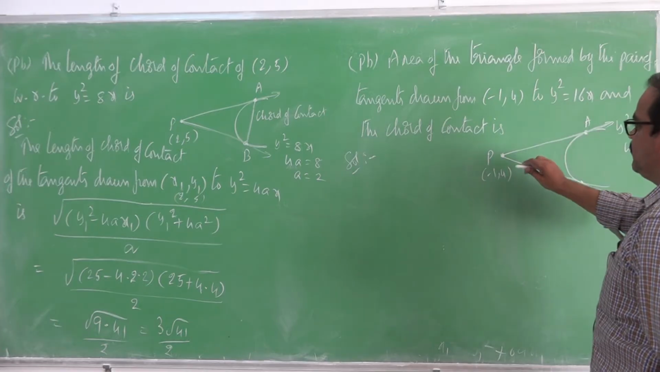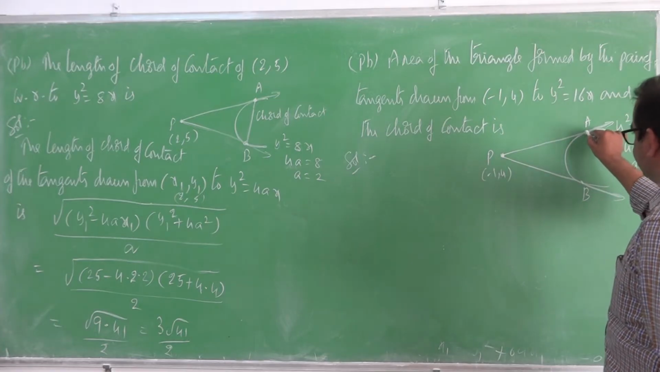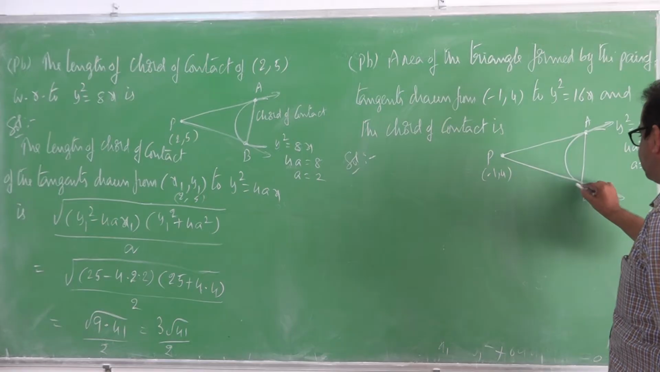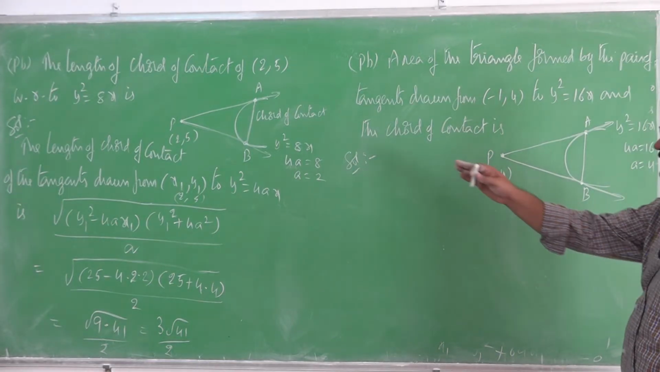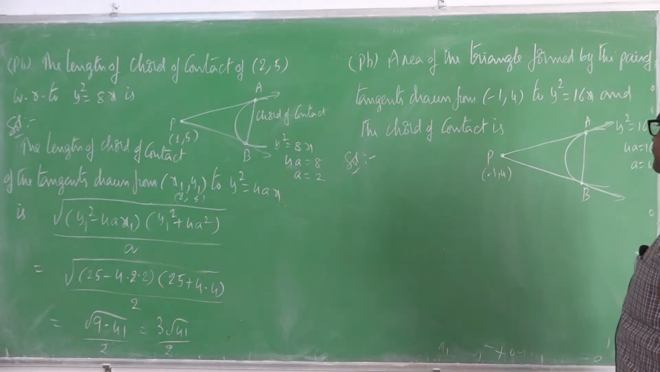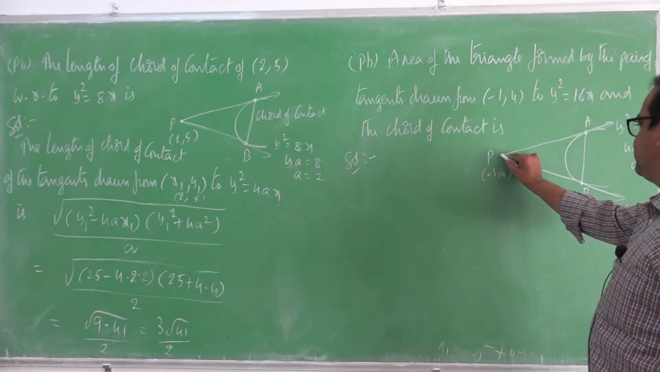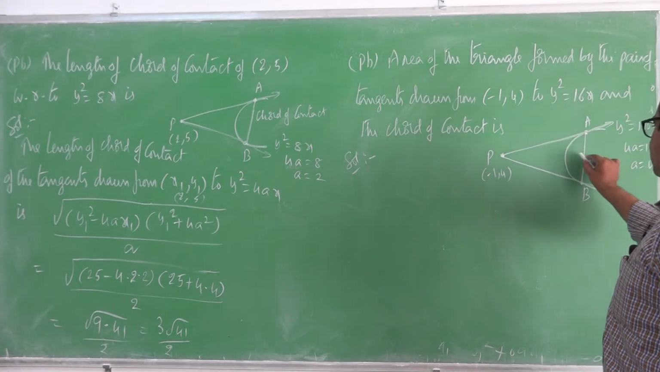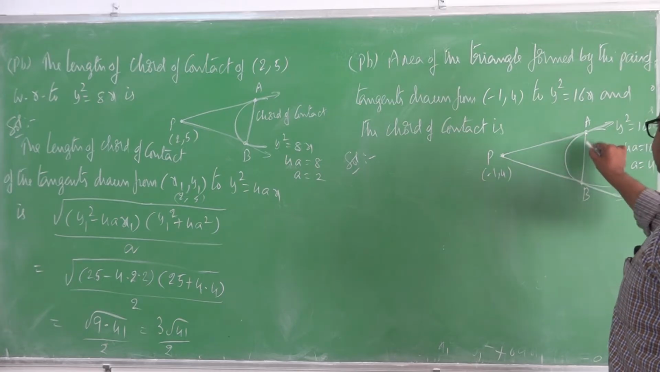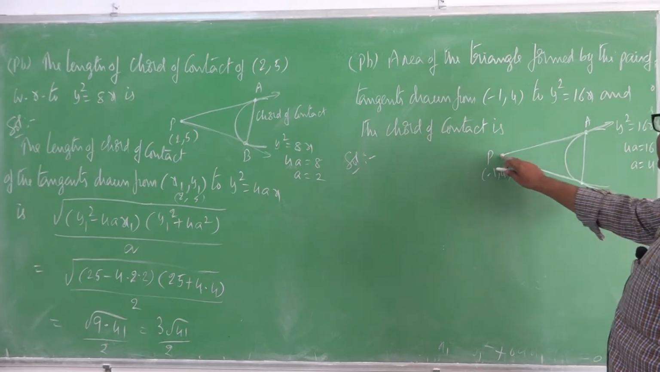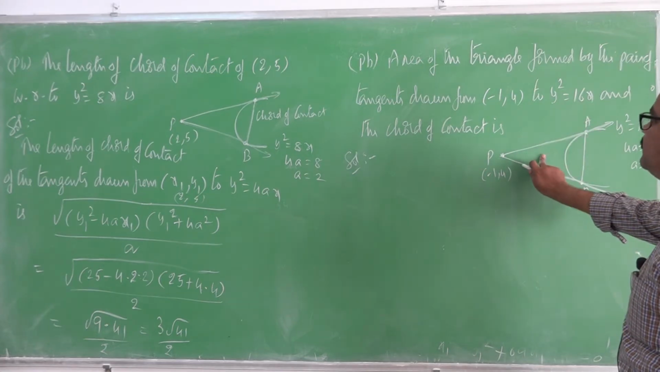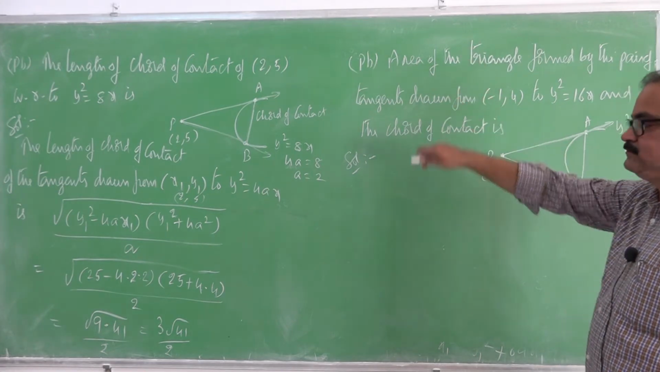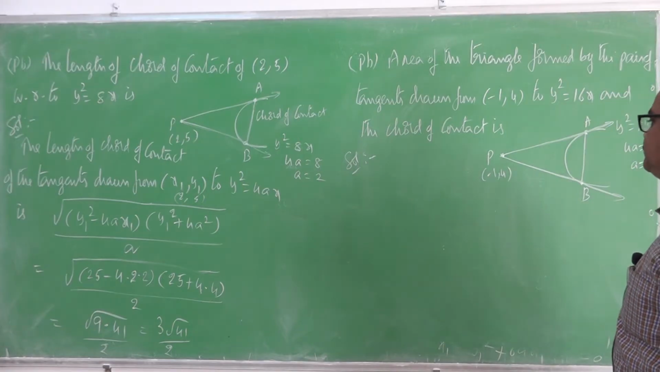What is meant by chord of contact? It is the line segment joining the points A and B. We already discussed this in the previous problem also. Now observe that a triangle PAB is formed by these tangents with the chord of contact. Find the area of this triangle.